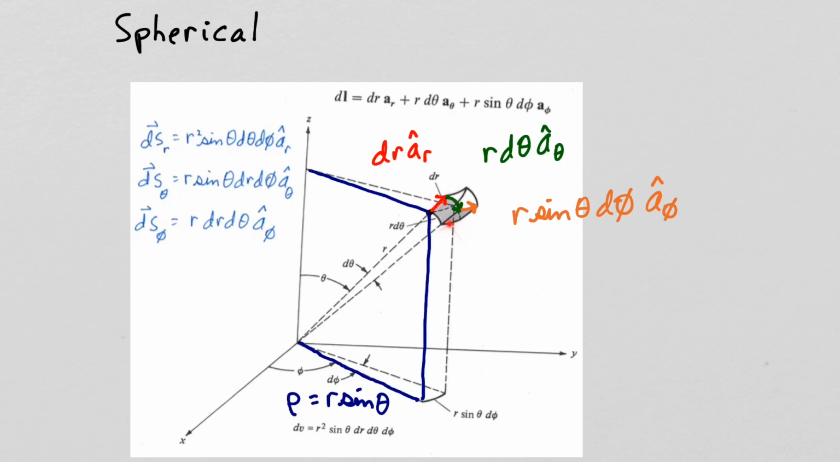We will have three differential surfaces, one perpendicular to the a sub r direction, one perpendicular to the a sub theta direction, and one perpendicular to the a sub phi direction. Here's our unit vector in the r direction, so this surface area is r d theta times r sine of theta d phi. Here's our unit vector in the theta direction, so this surface area will be dr times r sine of theta d phi. Here's our unit vector in the phi direction, so this surface here will have area dr r d theta.